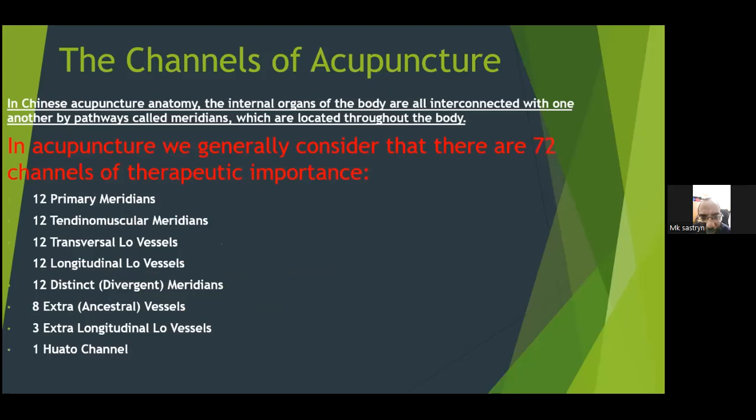So primarily you think that there are 12 channels? No, there are 12 primary channels, 12 muscle meridians, 12 transverse meridians, longitudinal meridians, divergent meridians, 8 extra meridian vessels, 3 extra longitudinal vessels, and 1 extra vessel. So it is 1, 2, 3, 4, 5, 6... 68, 69, 70, 71, 72 channels. How many channels do we have as per I Ching? 72 channels. Right. Next.